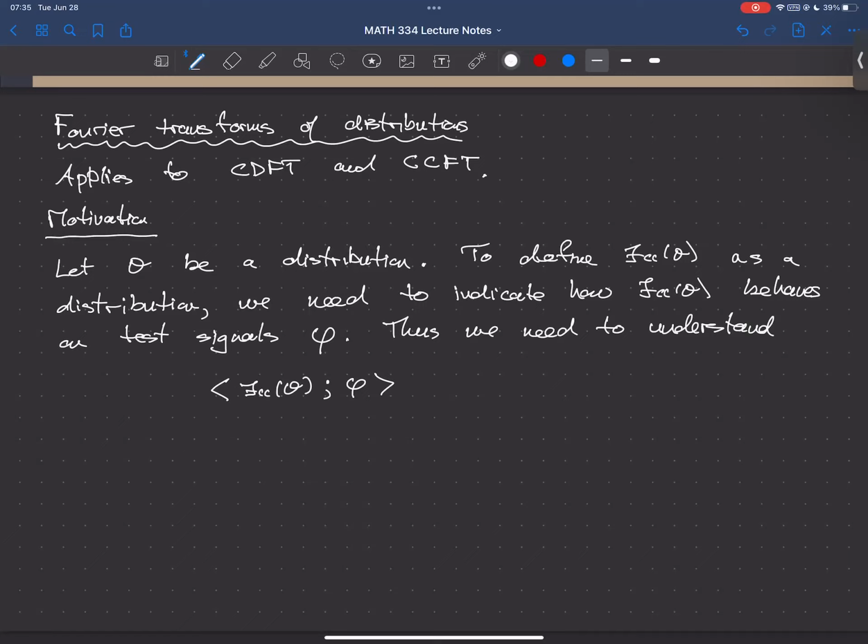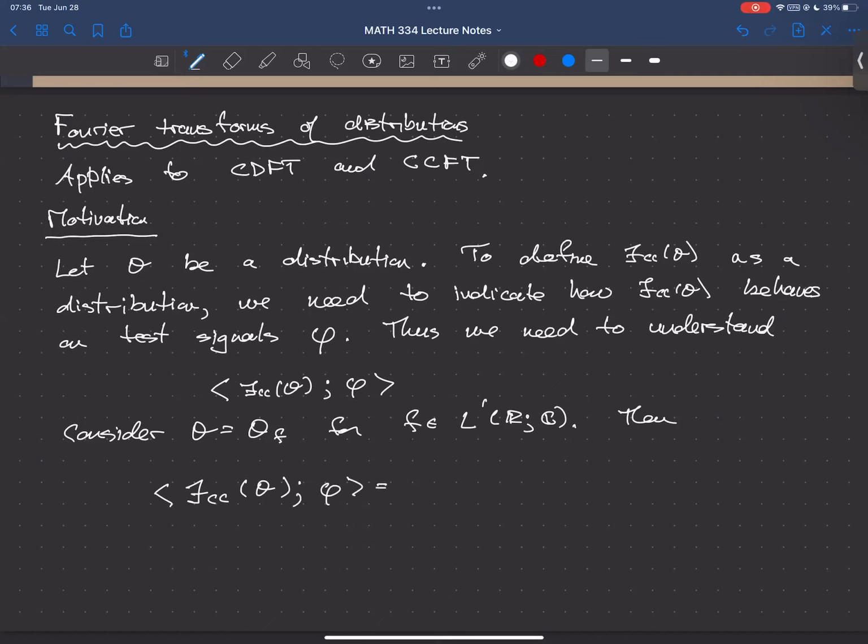So how we will initiate this is, let's consider the case where theta is theta f for f in L1. Okay, so then what are we doing? Then we're looking at this thing, and that is the integral over R of the CCFT of f of nu, times phi of nu, d nu.